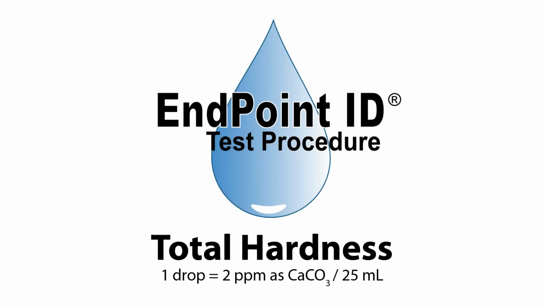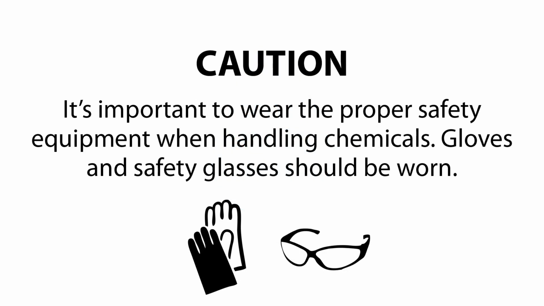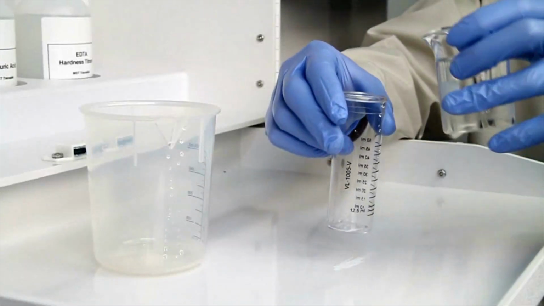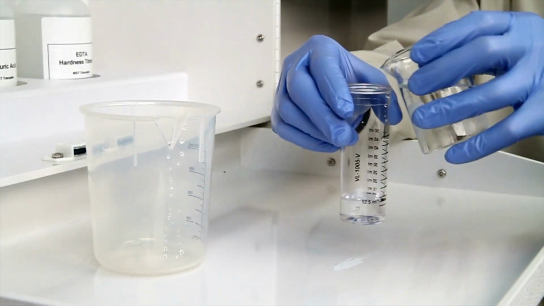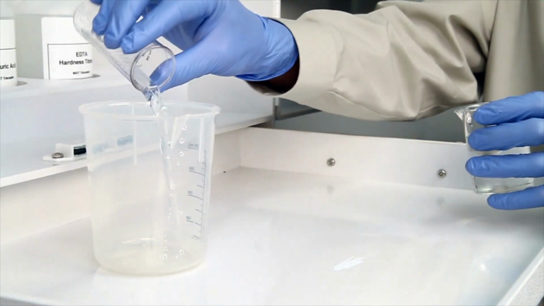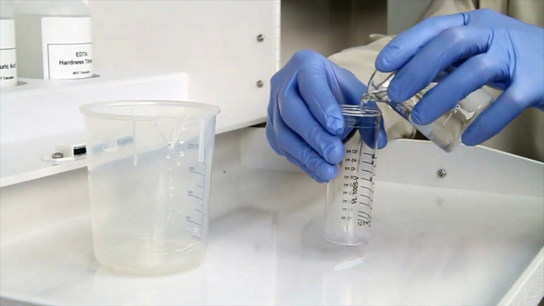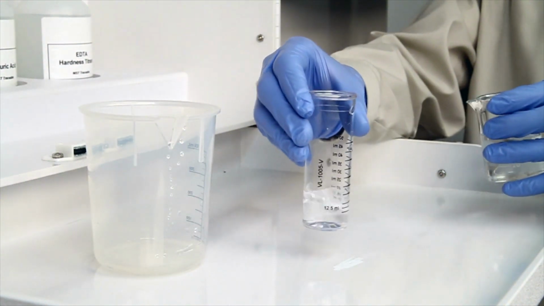This is a demonstration of a total hardness drop count test kit using endpoint ID procedures. The first step according to the endpoint ID procedure is to gather an accurate sample. The smallest change in sample size will lead to inaccurate results.